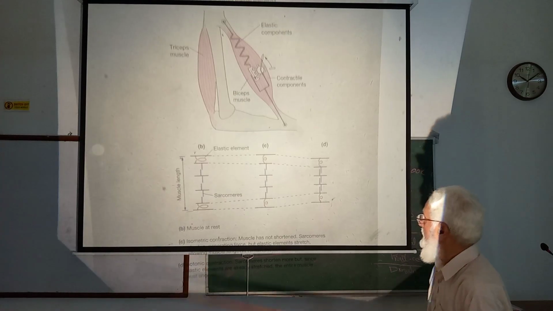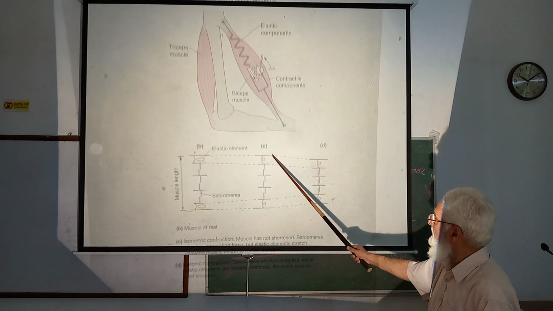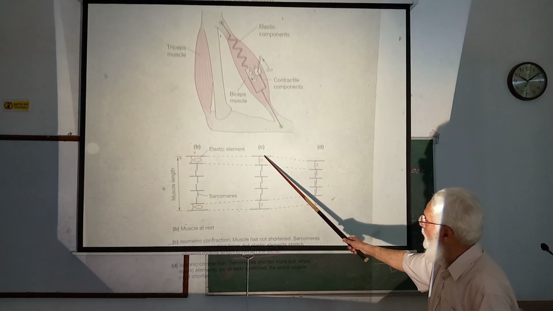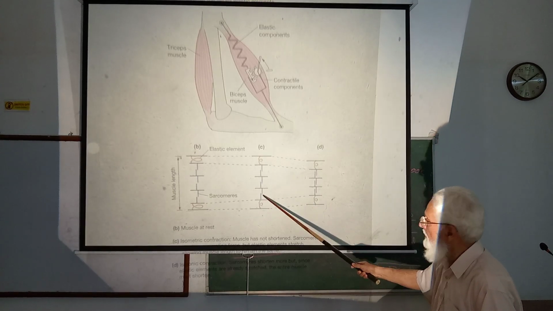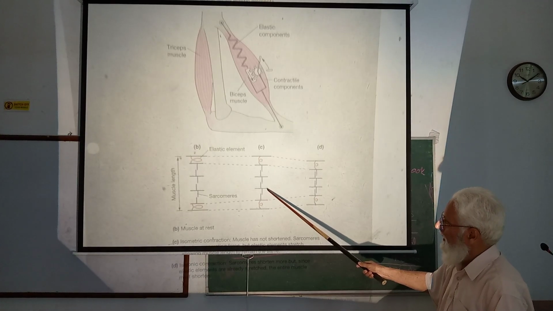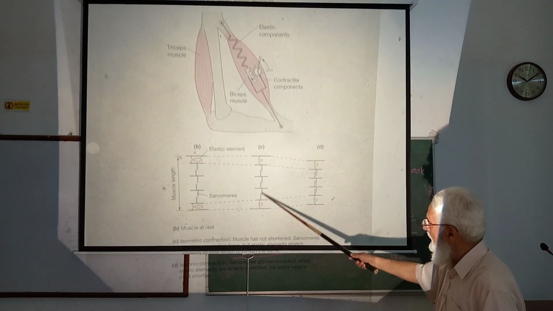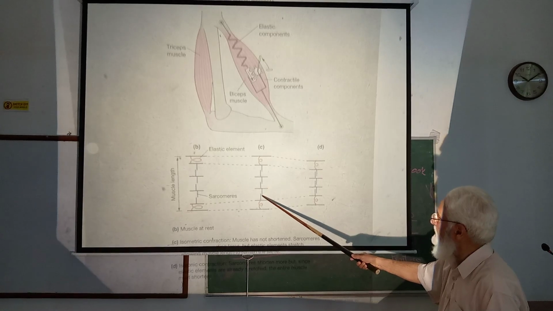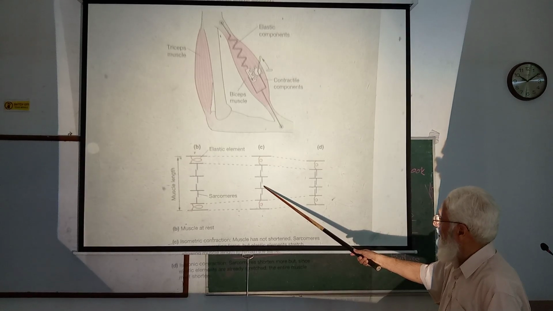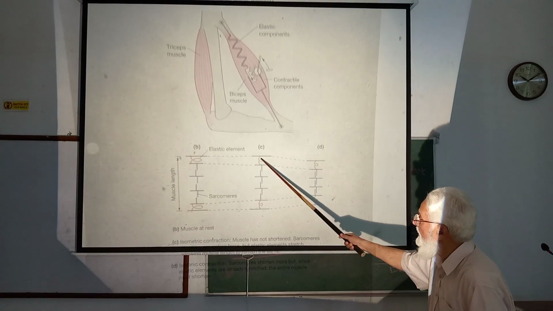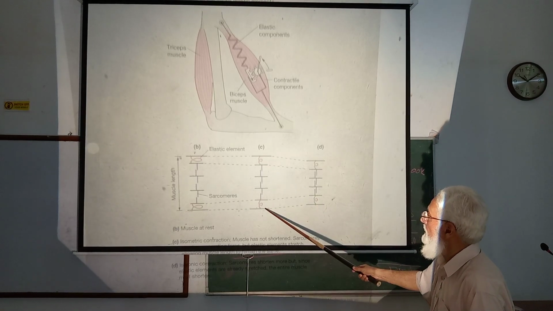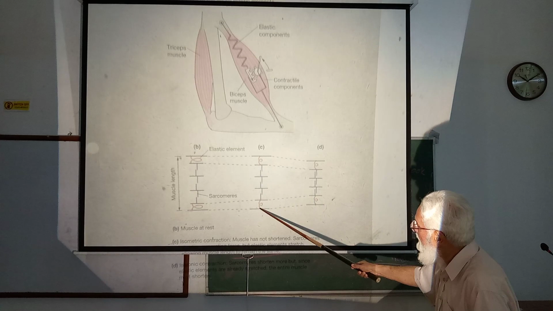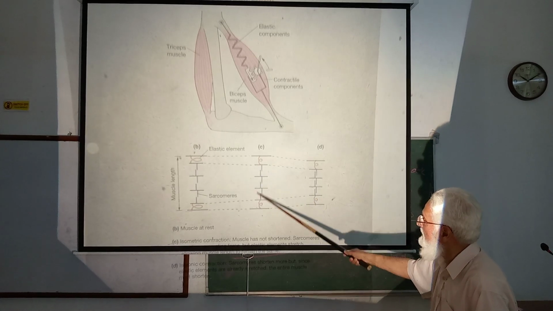You see here, this is isometric contraction. No appreciable decrease in the length of the muscle. There is some shortening of the contractile component, the sarcomere, but that is neutralized by the stretching of the elastic component at the ends of the muscle. So you see, no appreciable decrease in the length of the muscle.